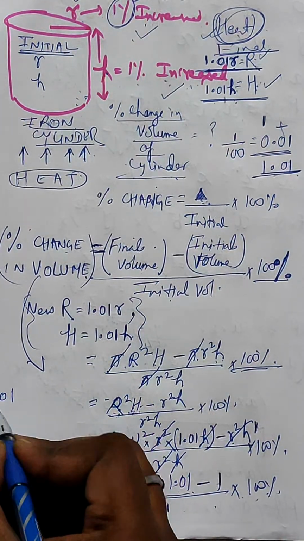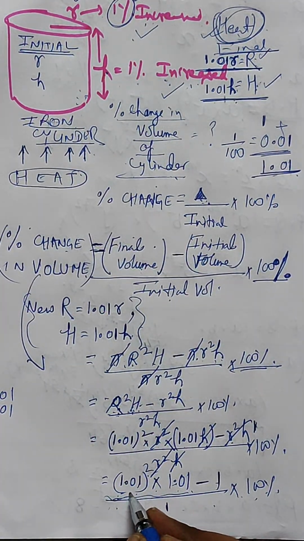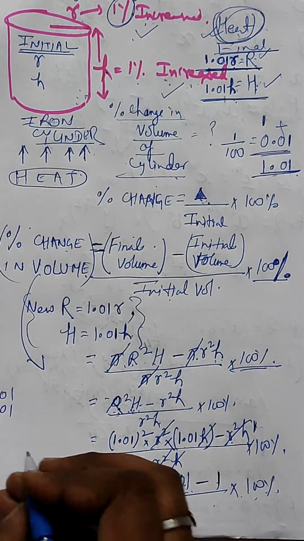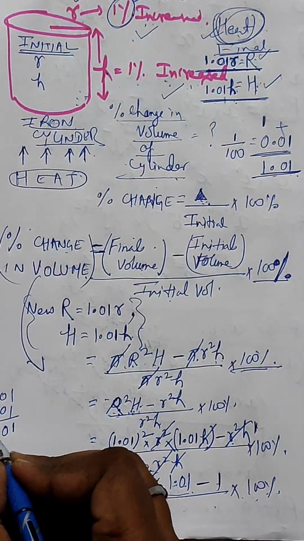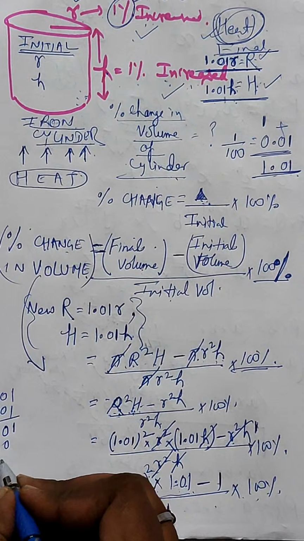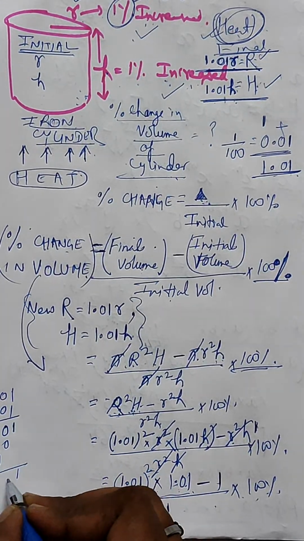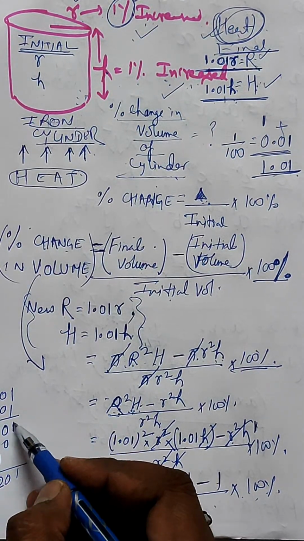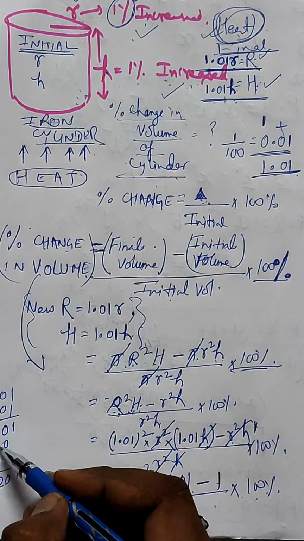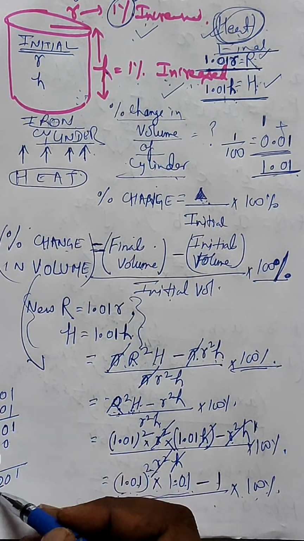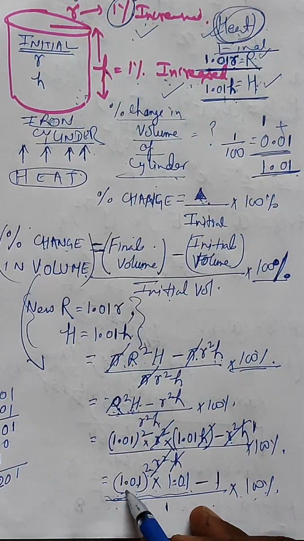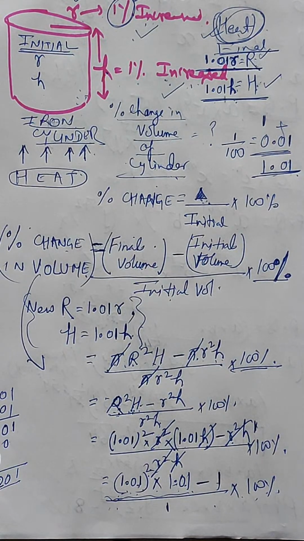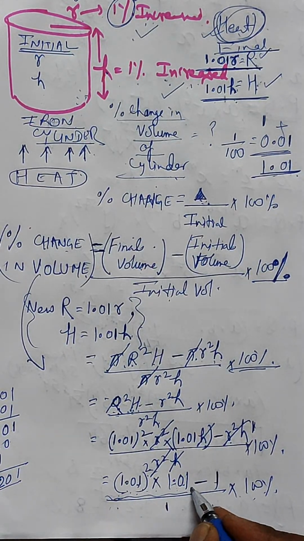1.01 into 1.01, it will be multiplied 3 times. You can see 2 times here and 1 time here, right? So 1.01 times 1.01 will come as 10201. So 10201 is the value of this, so it will be 1.0201 multiplied by 1.01, right?